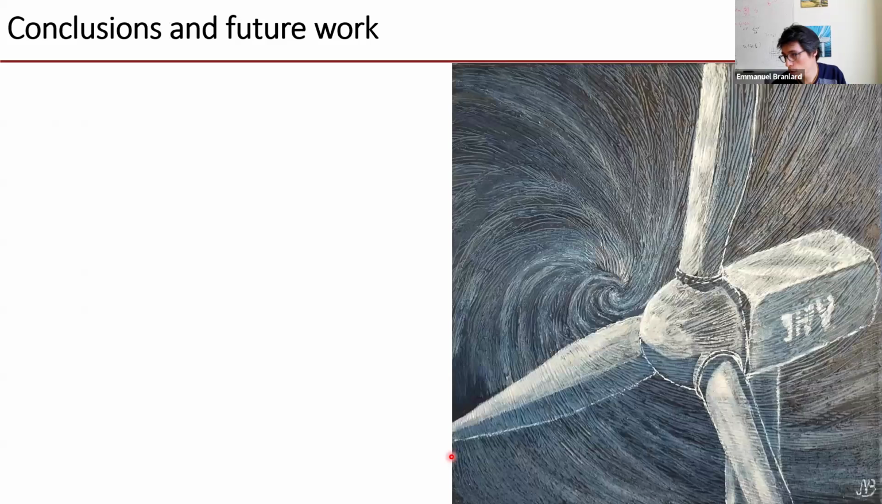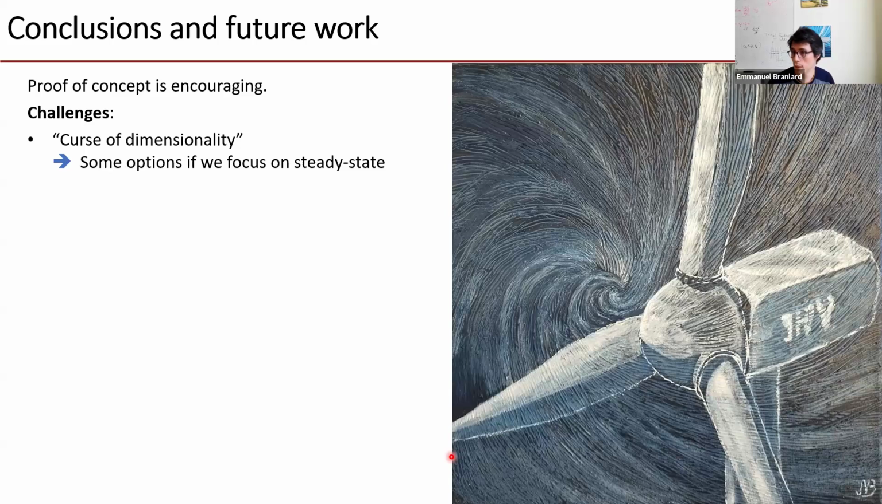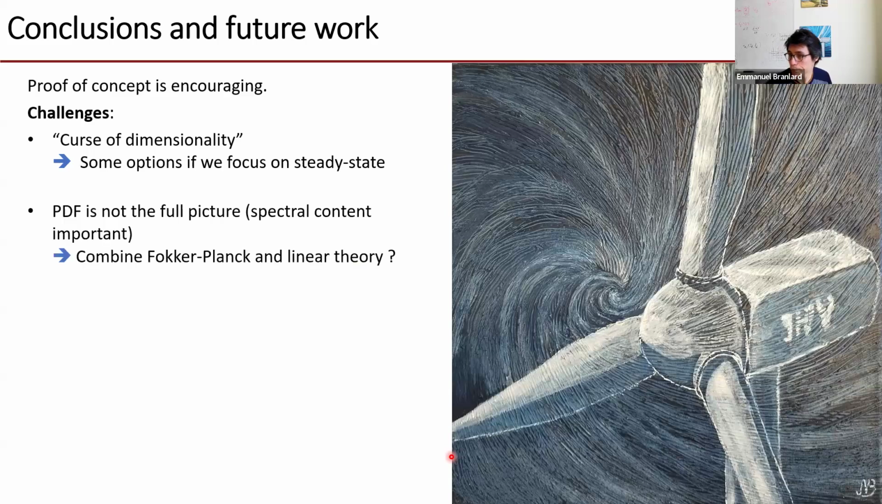And that's it. So my conclusions so far, it was a proof of concept. Obviously, I used a reduced order, very simple model to do this. There have been some challenges, as I mentioned, the curse of dimensionality, the fact that it's going to be harder to do this for more degrees of freedom. The plus side is I think if we just want to get the steady state, then it's not that bad.